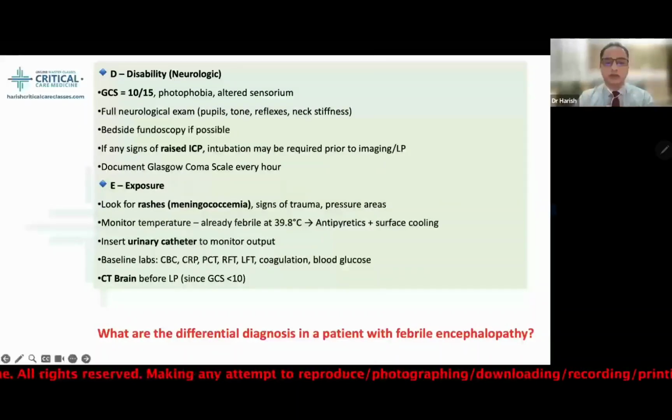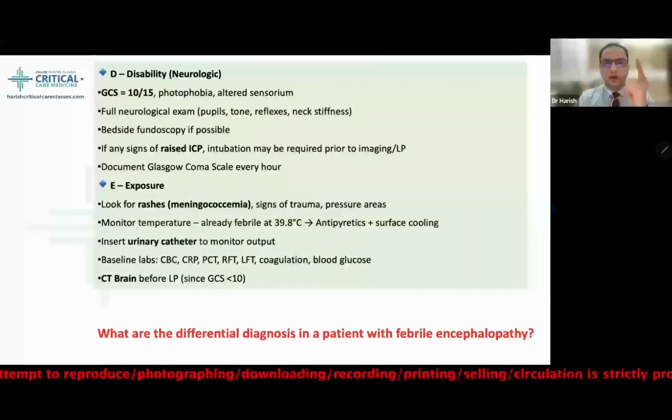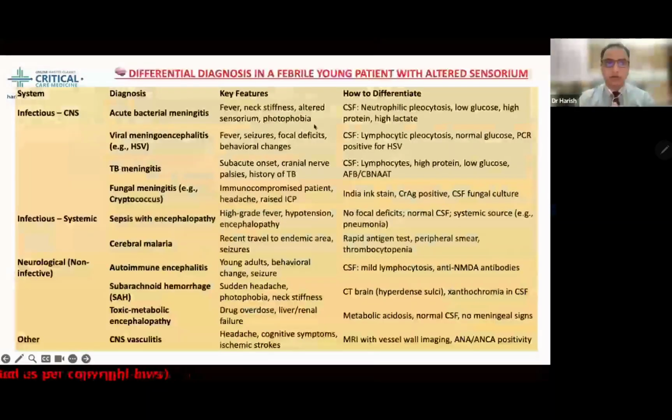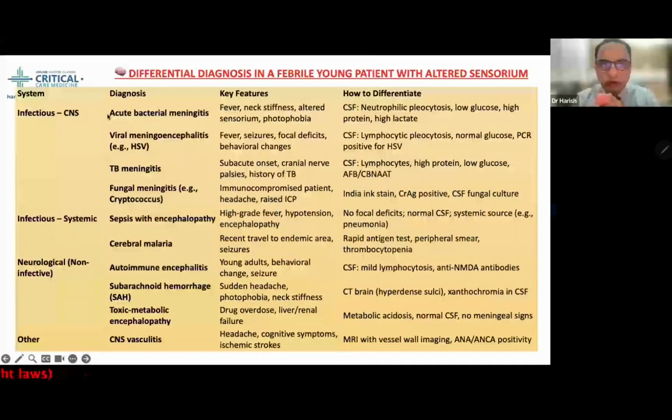So what are the differential diagnoses in a patient with febrile encephalopathy? A young patient with fever, altered sensorium, photophobia, tachycardia, with a GCS of 10, borderline blood pressure, and ongoing fever. What are the differential diagnoses? Remember, it may be an infective etiology of the CNS, a systemic infection, or a non-infective neurological condition.